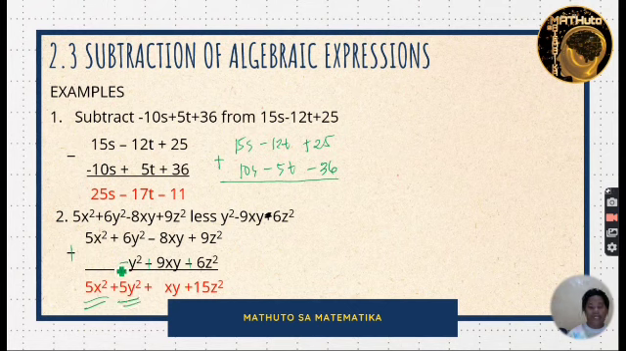Then, we have negative 8 plus positive 9, which means we are going to subtract and copy the sign of the bigger number. The sign of 9 here is positive. So, we have 1xy, or understood, just xy. Then, for our last terms, 9z squared plus 6z squared, the sum is 15z squared. So, for our difference, we have 5x squared plus 5y squared plus xy plus 15z squared. Note that the sign here is minus for our solution.